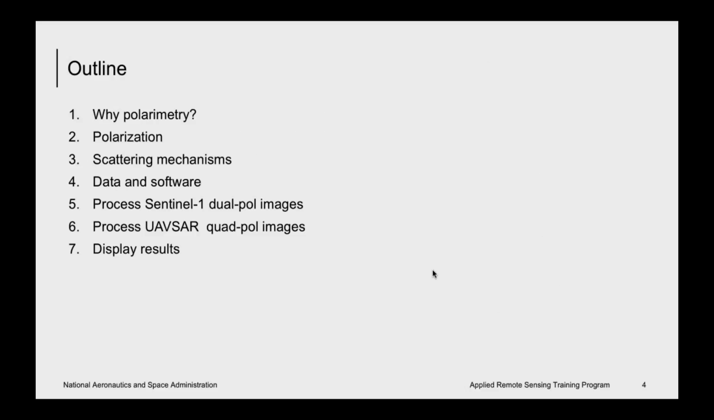Our outline is we're going to start talking about why polarimetry. I know a lot of our audience is coming from the optical world. A brief introduction on polarization, and then we're going to move to scattering mechanisms. Then talk about data and software. We're going to cover two instruments today, one that's spaceborne and one that is airborne, and including analyzing dual-pole and quad-pole imagery. And last, we will display the results of our classification.